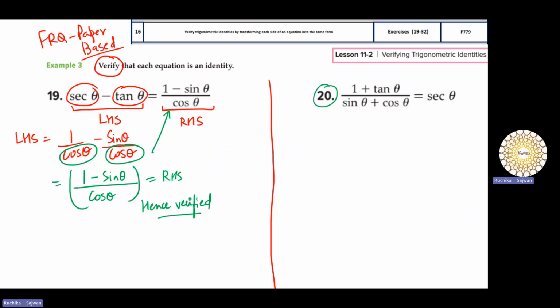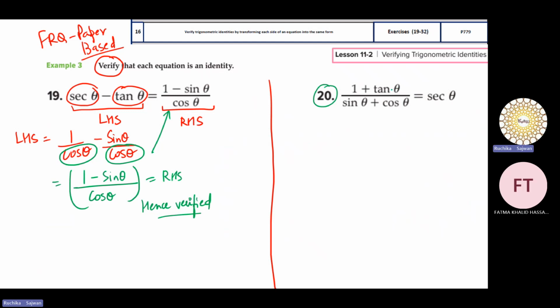Now in question 20, the left side is more difficult. So we are going to try and solve the left side.